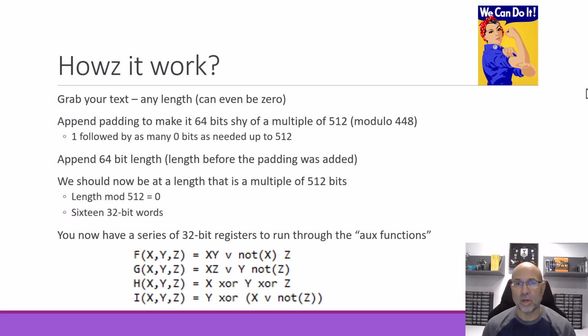And now you're going to run all of that data through what are called the auxiliary functions. And there they are right there: F, G, H, and I. And each step is going to take X, Y, and Z and put them through the functions. We'll do a little bit more on that, but that's sort of how you organize it. So the very first part of this is that you've got to organize the data into a format that can be sent through the aux functions.